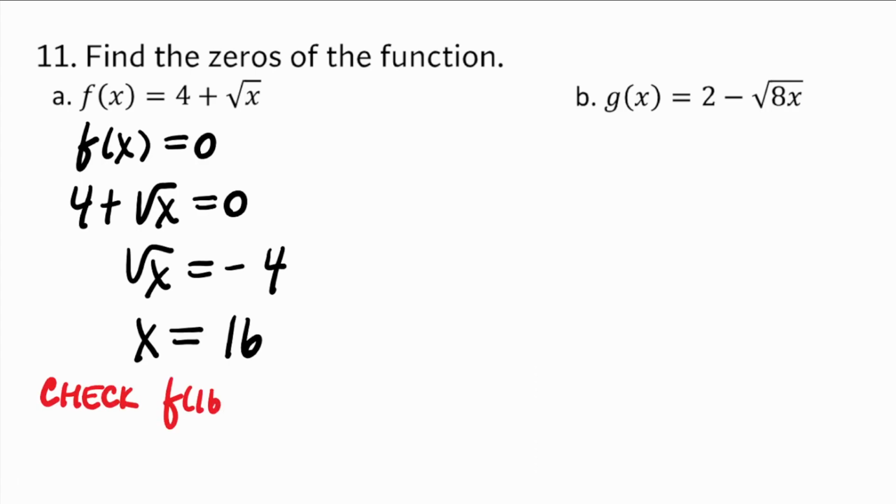And then I would say, okay, check my work. Is f of 16 equal to 0? That's 4 plus the square root of 16. That's 4 plus 4 is equal to 8, not 0. Okay, so that one's not a 0, so this one has no zeros.